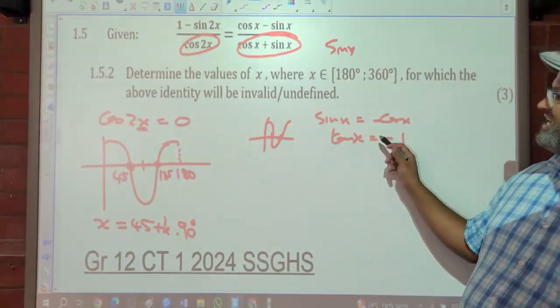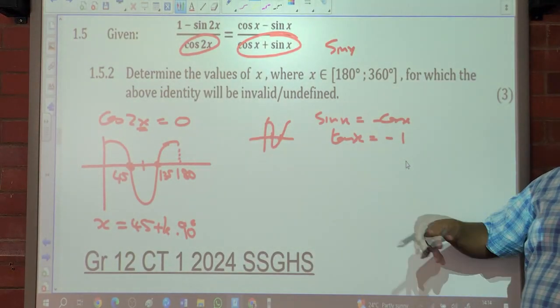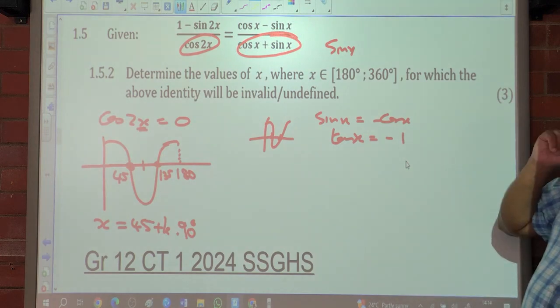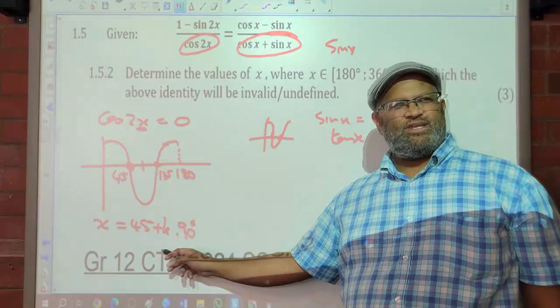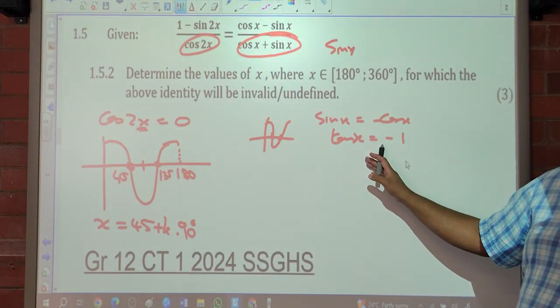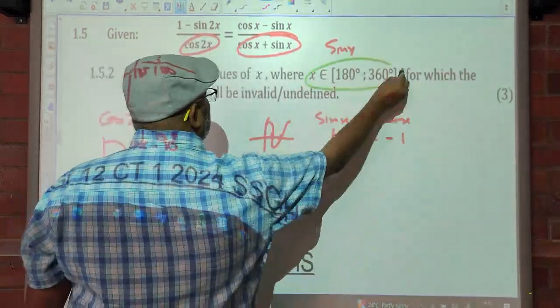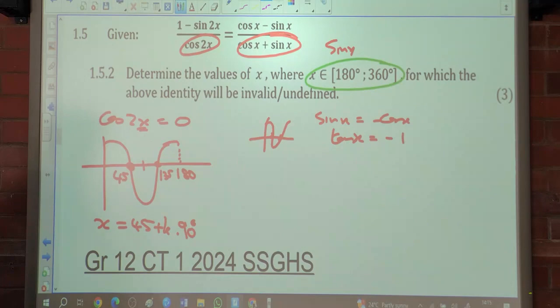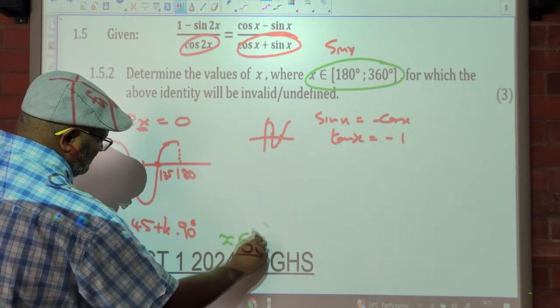If I look on this side here, the tan graph, where's tan negative 1? At negative 45. That's also on your graph. But negative 45 will be picked up if k is equal to minus 1 here. So I don't need to go and write this branch down. But looking at the restricted domain here, x is only an element of 180 to 360.